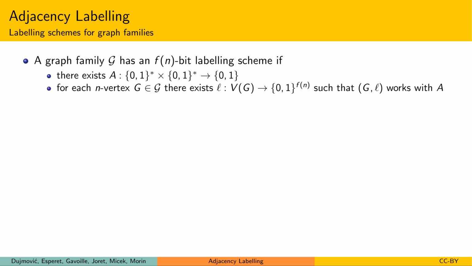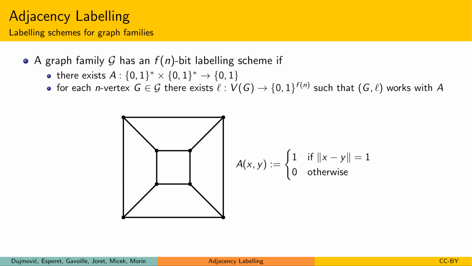We say that a graph family has an f of n bit labeling scheme if there exists a single adjacency tester A, such that each n-vertex member of the family has a labeling using labels of length f of n that works with A. The example shown here uses an adjacency tester A that returns 1 if and only if the Hamming distance between its two inputs is 1. The graph illustrated here is a 3-cube. The labeling is the standard labeling of the 3-cube using labels of length 3. This generalizes to the d-cube and shows that the family of hypercubes has a log n bit labeling scheme.